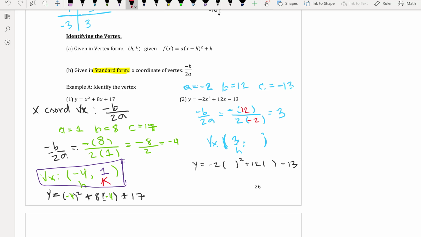So that value that I'm plugging in is that h value, so that's 3. Okay, and that's going to give me the k value of my vertex. So I have -2 times my 3 squared plus 12 times 3 minus 13. And when I plug that in, I'm going to get that my y value here is equal to +5. So that is going to be my k value. So now I have my vertex as (3, 5). Okay.